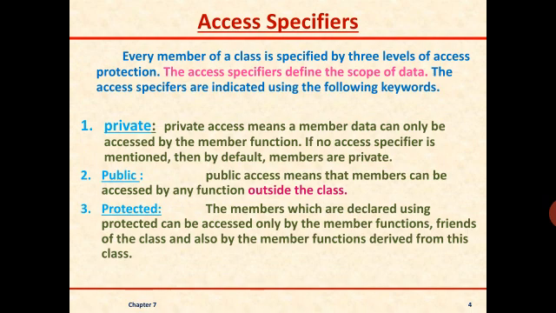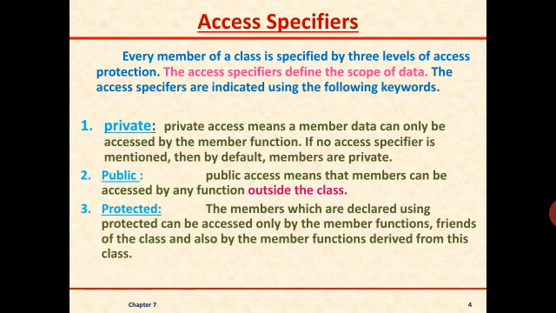So what does a private access specifier mean? Private means the member can only be accessed by the member functions of the class. If no access specifier is specified, then by default the members will become private only. It means any function outside the class cannot access the private members of the class. Hence, if we do not declare private, then by default it is considered a private access specifier only.